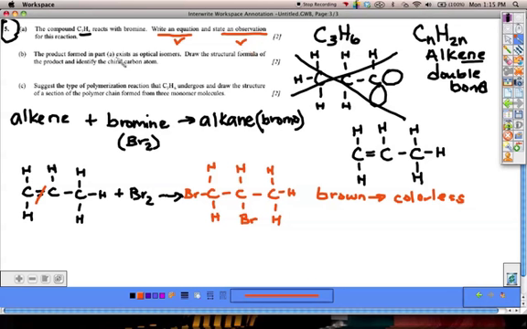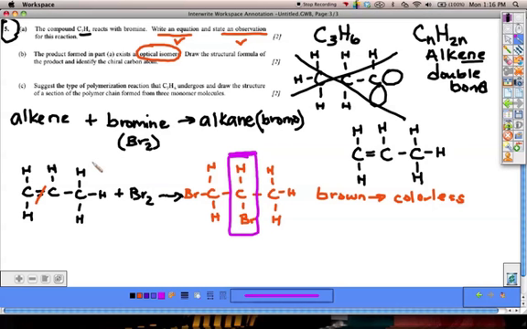Part B, the product formed in part A exists as an optical isomer. And it says draw the structural formula of the product and identify the chiral carbon atom. So we are looking at the atom that has the most stuff attached to it that would look the same either way, and that's that central one. We already have it drawn out. If you do that on the IB exam, why don't you redraw it just so they know that you have it.